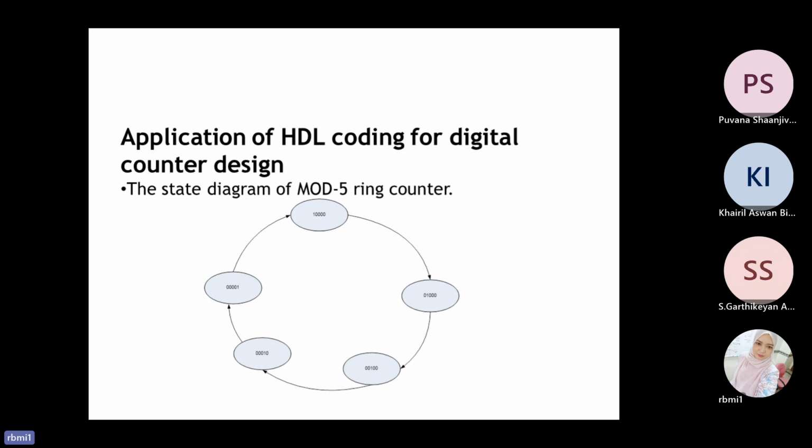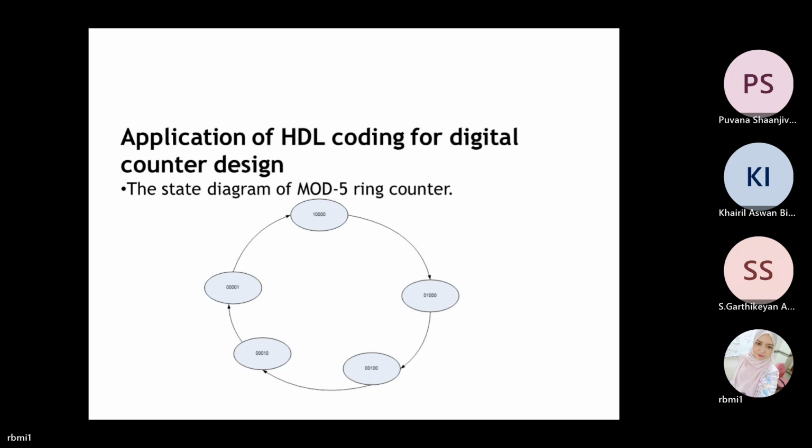For the application of HDL coding for digital counter design, we have a state diagram of a mode 5 ring counter. This is 5 bit. It is called a ring counter because the output of the last flip-flop is connected back to the input of the first flip-flop, forming a circular pattern. HDL can be used to implement the counter design using a variety of hardware devices, such as a programmable logic device or PLD, also the field programmable gate array, FPGA, or the application specific integrated circuit and so on.